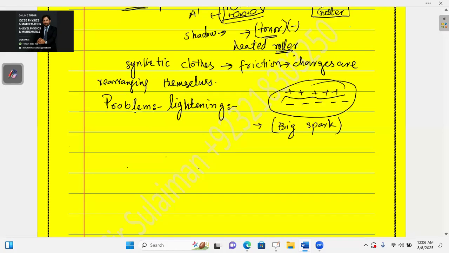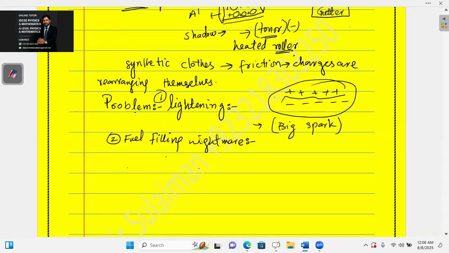And if it falls directly on any living object, then it can be dangerous over there. Number 2 is the fuel filling nightmare.